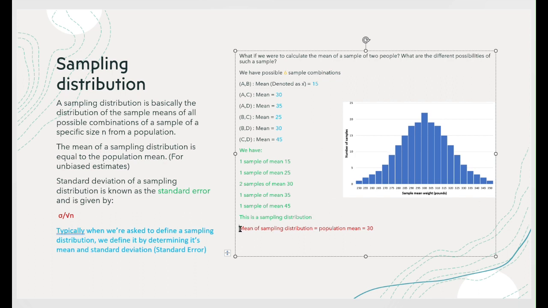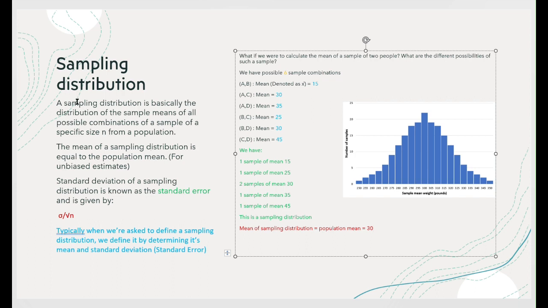One thing to note is that the mean of the sampling distribution is equal to the population mean, which in this case is equal to 30. And this is always going to be true for unbiased statistics. We'll get to what unbiased and biased is, but I want you to remember that for most statistics, this is going to be the case.